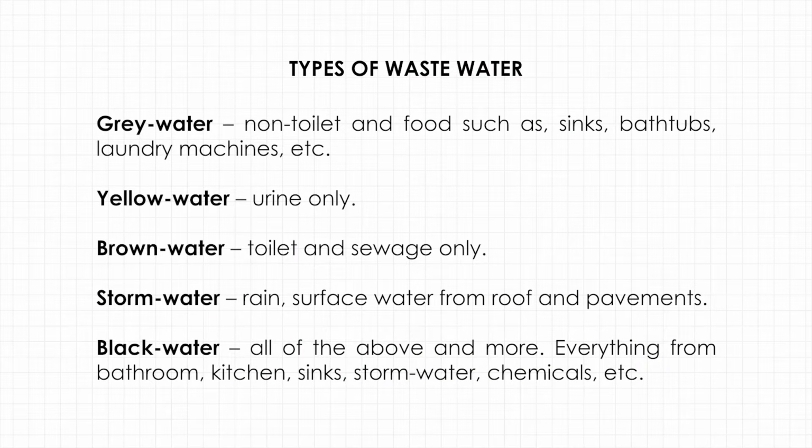Now, what you have to know is that there are different types of wastewater. Namely, we have gray water, which is coming from bathtubs, sinks, the laundry machine, and so on and so forth. We have yellow water. I don't need to explain that one. We have brown water. I really don't think I need to explain that one either. And then we have storm water, which I probably don't need to explain, as the term suggests. And then we also have black water, and that is everything combined together. Put everything in one kettle and we get black water.